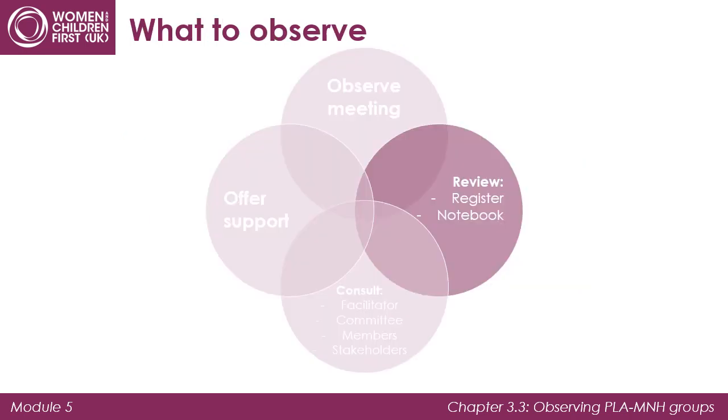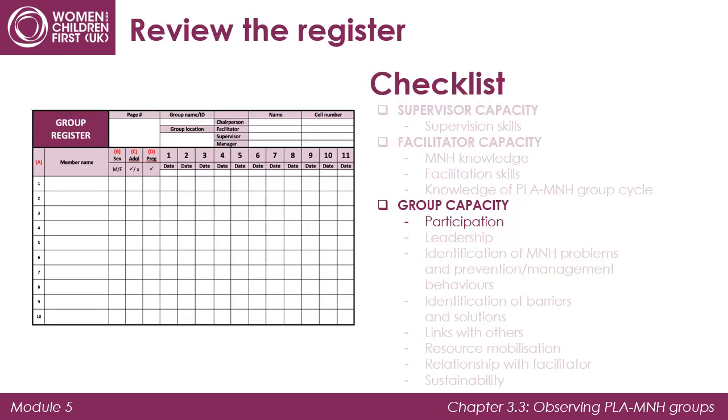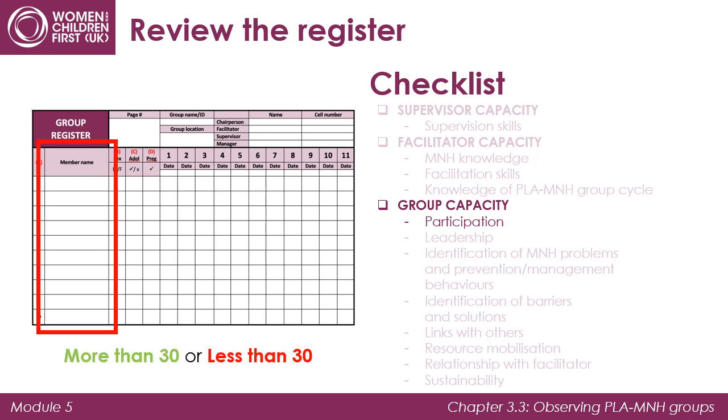Now, let's turn our attention to reviewing the register and the group notebook. Looking first at the group register. Reviewing the register using the checklist can tell you a lot, specifically about participation in the group. First, counting the total number of members can be very instructive.